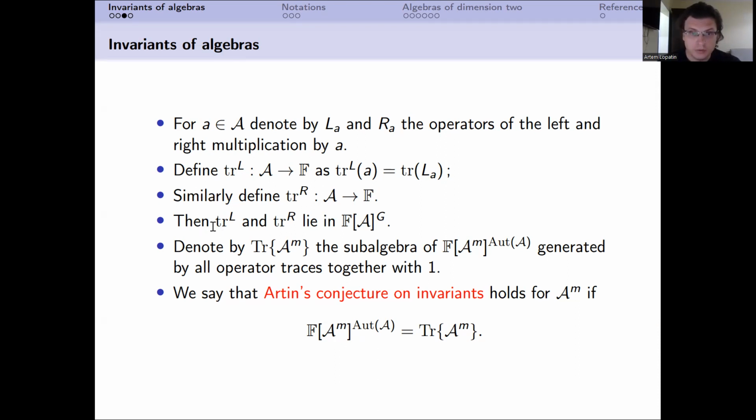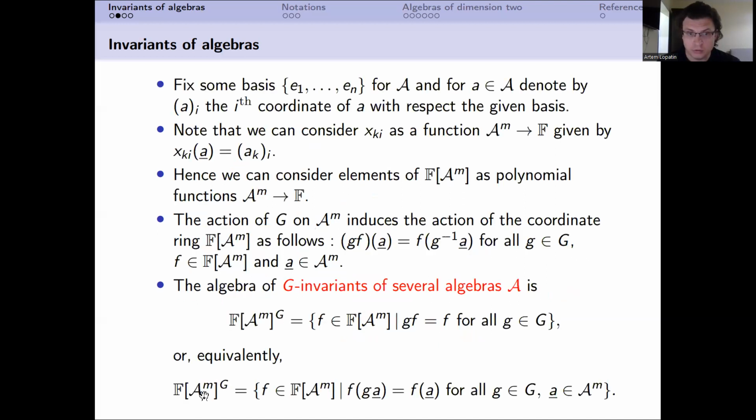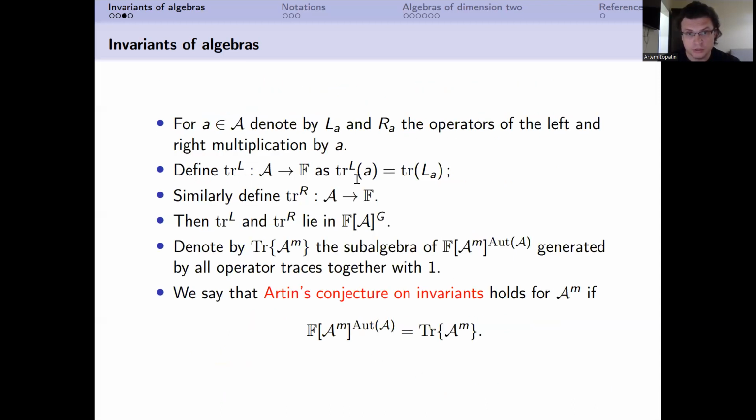And then we will see that the left trace and right trace are actually invariants. So what do I mean that they are invariants? They are functions from algebra A to the field F. And it is easy to see that they are polynomial functions, which means that this trace is an element of the coordinate ring. And then we can come back to this definition of the algebra of invariants, and we can simply verify this formula, and we will obtain that the trace is actually invariant.